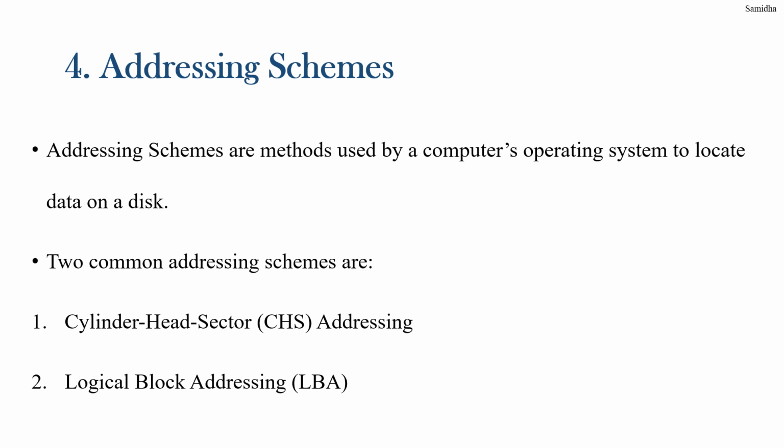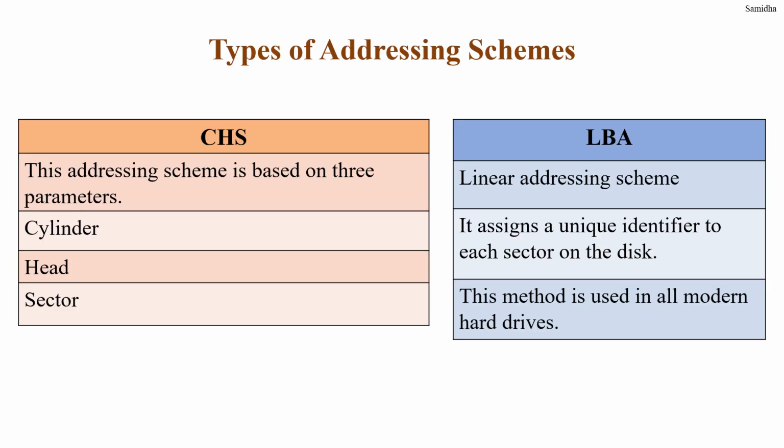So the next point is addressing schemes. Addressing schemes are the methods used by the computer's operating system to locate data on the disk. There are two common addressing schemes: cylinder head sector addressing and logical block addressing. These schemes are basically used to locate the data on the disk. Further, we'll see the types of addressing scheme.